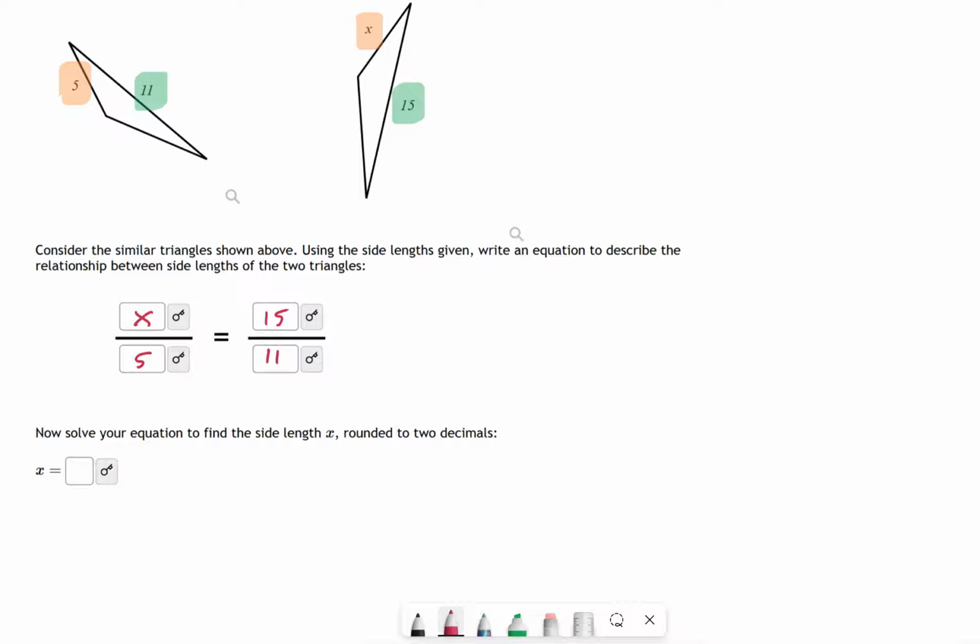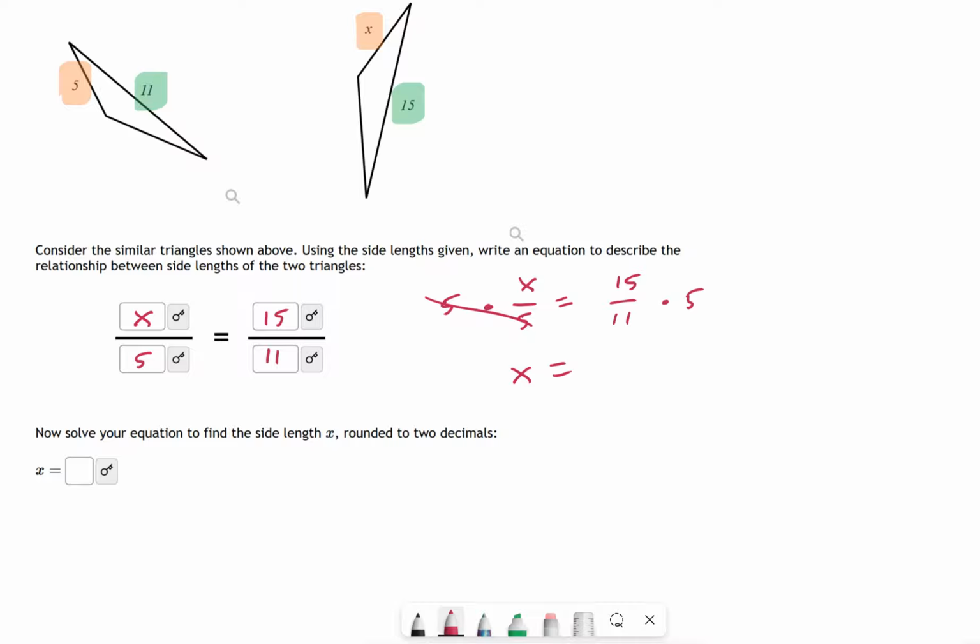So now I've got an equation here, and I can solve that. That's x over 5 equals 15 over 11. Well, how do we solve that? We multiply each side by 5. So those 5s are going to cross out, and you get x equals whatever 15 over 11 times 5 is.